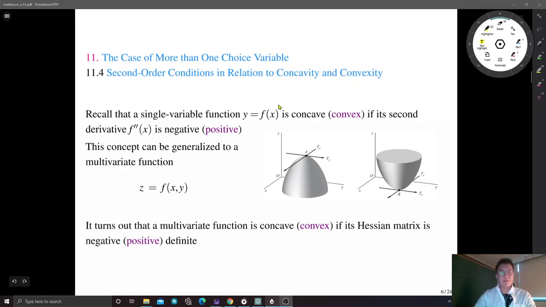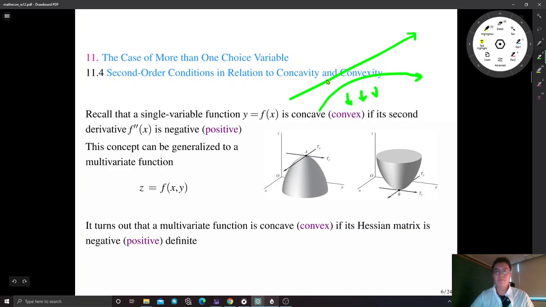Okay. So we have seen this notion when we studied optimization of a single variable function. Remember, a single variable function is concave if the second derivative is negative, and the function is convex if the second derivative is positive. Its geometric interpretation is, given a straight line, if the graph of the function is bent downward like this, the slope of the tangent line is diminishing along this curve, so that is concave. So the second derivative is negative.